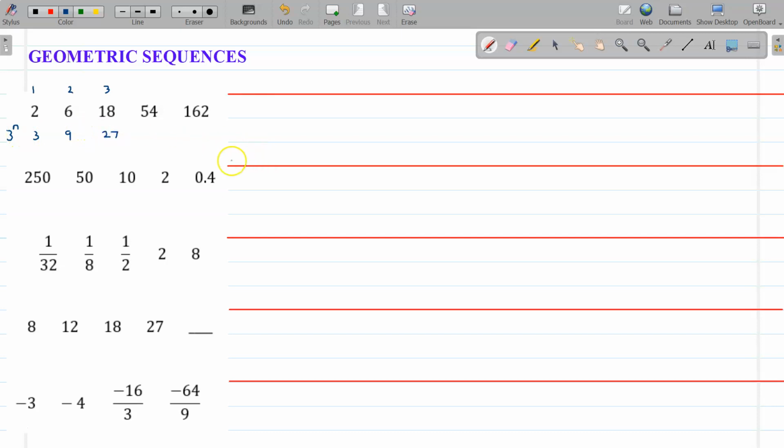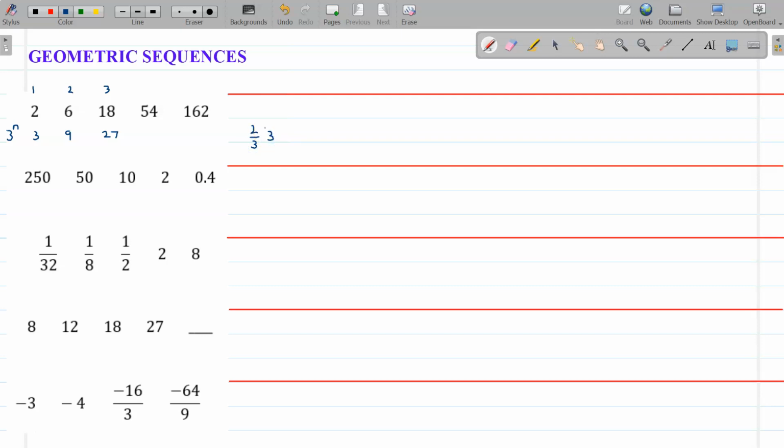I don't need to go any further, because what I need to look at now is what I am doing to the number here in blue to get the one above it in our sequence. And you can see, hopefully, that I'm finding 2/3 of it. 2/3 of 3 is 2, 2/3 of 9 is 6, 2/3 of 27 is 18. So I could write my rule simply as 2/3 of 3 to the n.